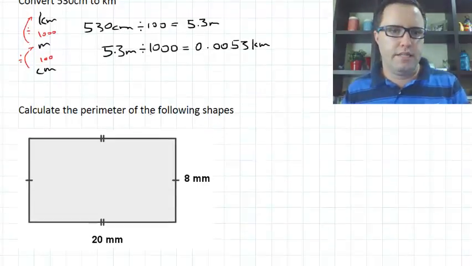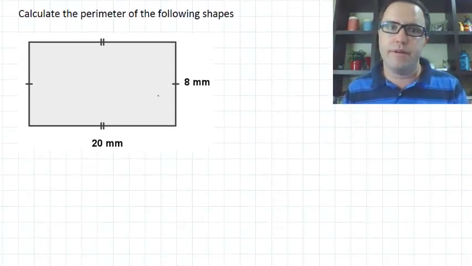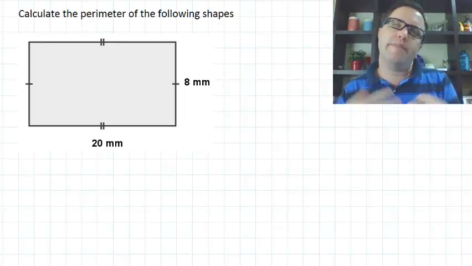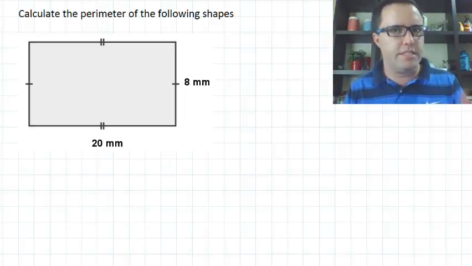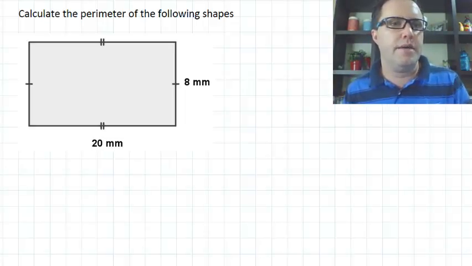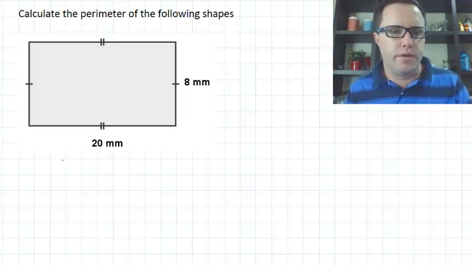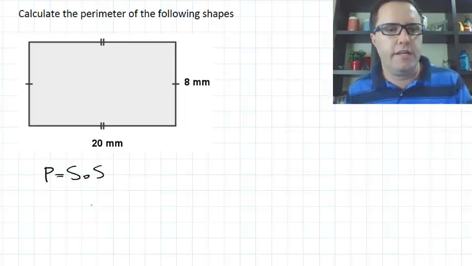All right, let's have a look now at calculating the perimeter. So here we have a rectangle, and you're probably going to be asked to calculate the perimeter of some more difficult stuff than this, but let's start quite easy, hey? So we're going to start with writing our formula. So perimeter equals sum of sides, okay? And when we do this, it's a good idea just to start somewhere.